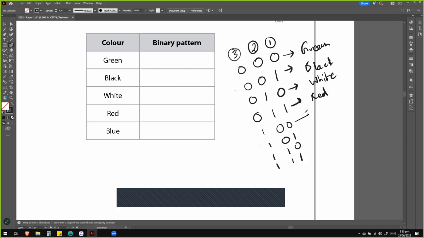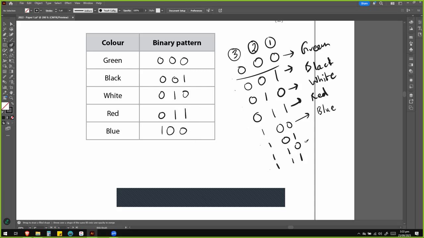We don't have to use all the 8. We can just use the last bit here. So now we can just put in this sequence over here. So starting with 0, 0, 0, 0, 0, 1, 0, 1, 0. I'm just following this, okay? 0, 1, 1. And finally for blue, we have 1, 0, 0.